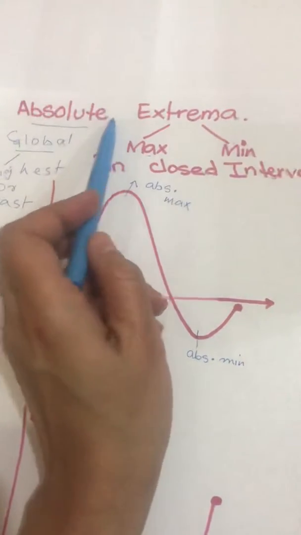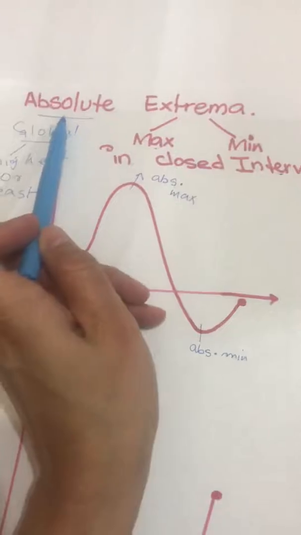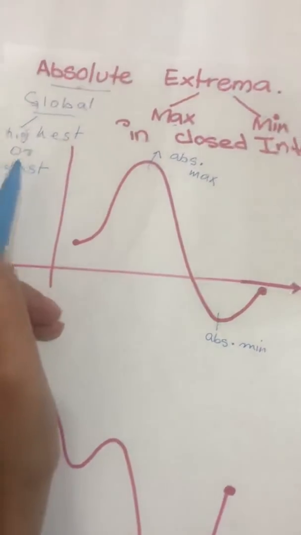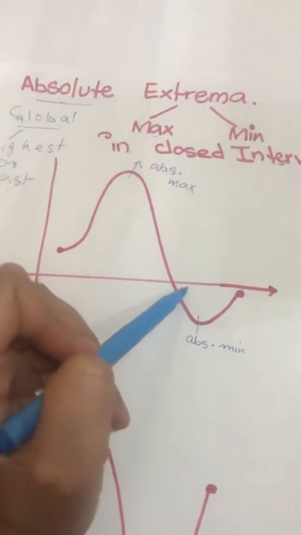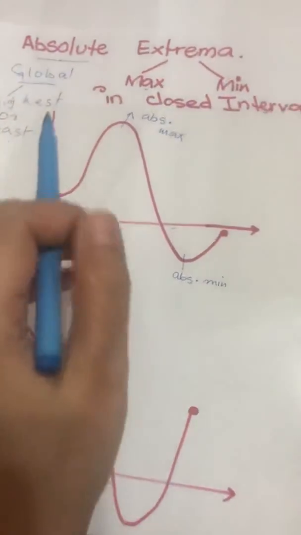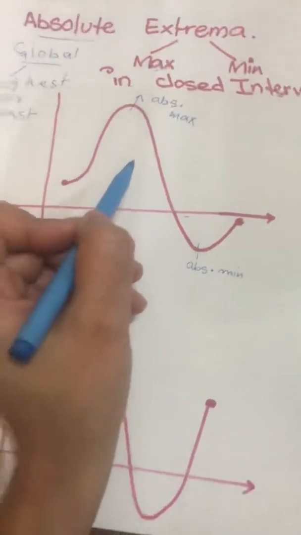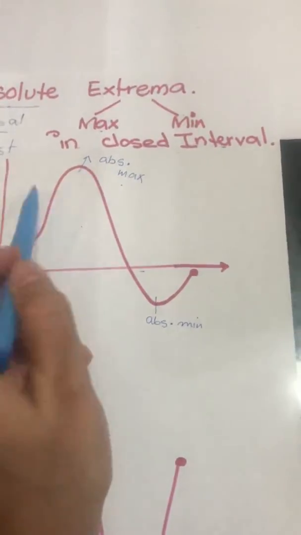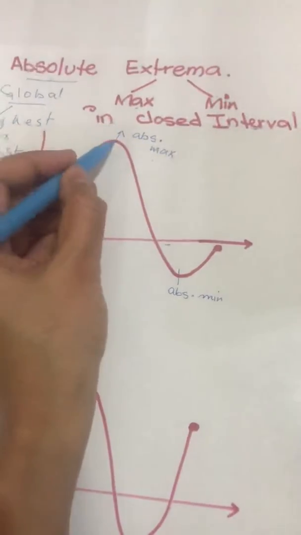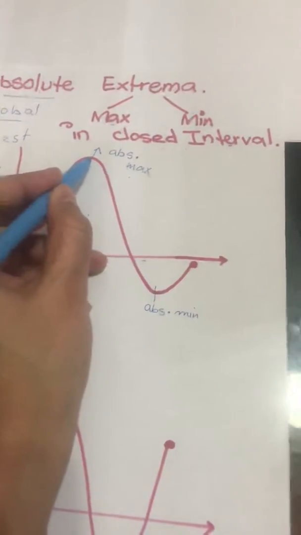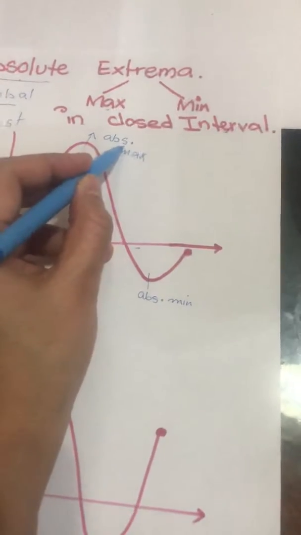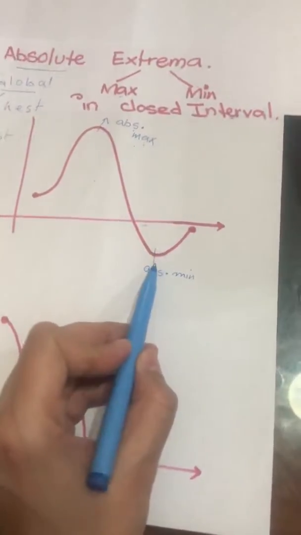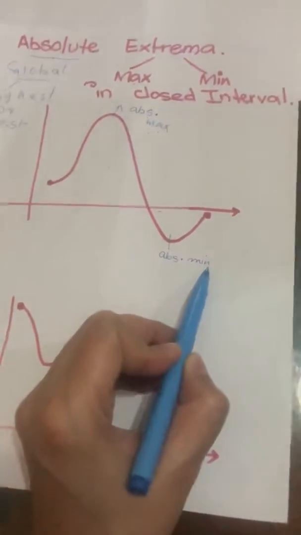So what is actually absolute extrema? Absolute extrema is the highest or the least point in the graph. So let's have a look at the graph. We already know that we always read the graph from left to right. So here, if we observe, this is the highest point of the graph, so we term it the absolute maximum, whereas the least point of the graph is the absolute minimum.